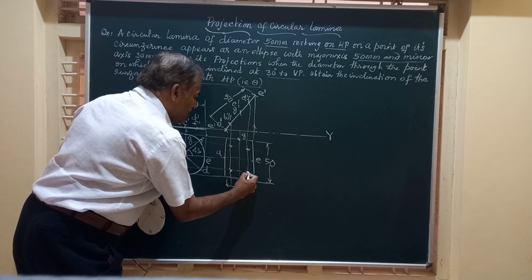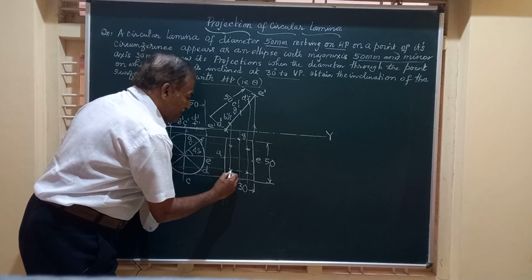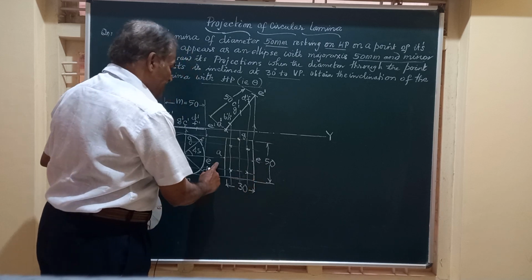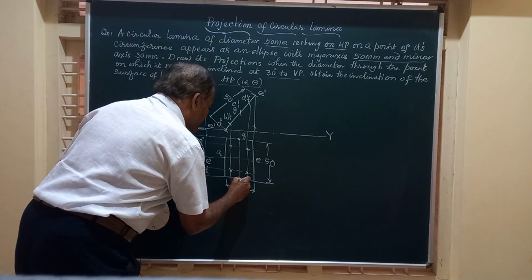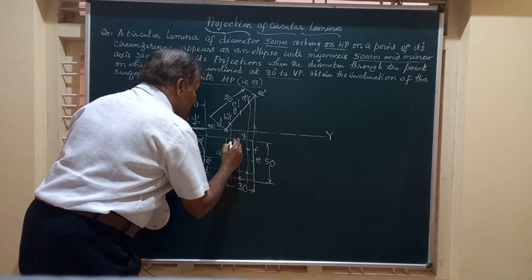Friends, you are going to get 8 points. A, this is point B, this is C, then D, E, F, G and H.